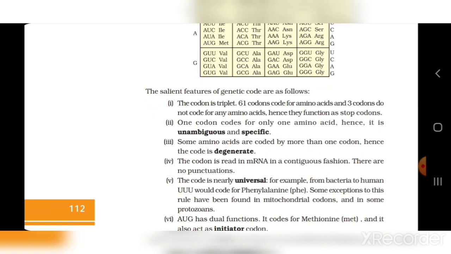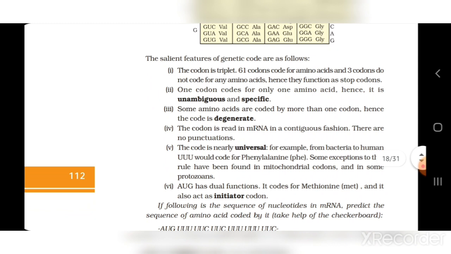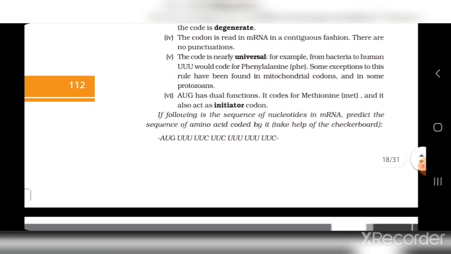Okay, now, if you find the AUG codon, it has two functions. First, it is termed the start codon, because whenever there is an AUG codon, the process actually starts from there, and it codes for the amino acid methionine. So it acts as an initiator codon, and it also codes for the amino acid methionine.